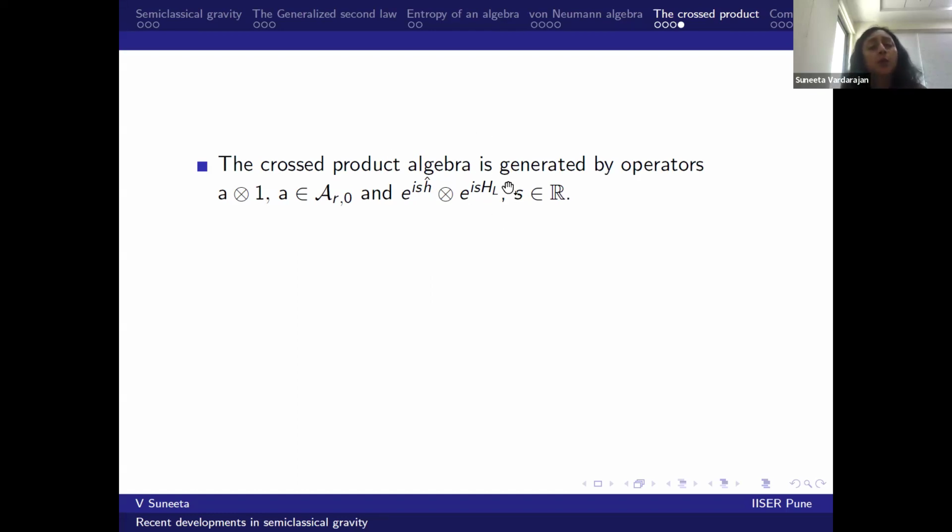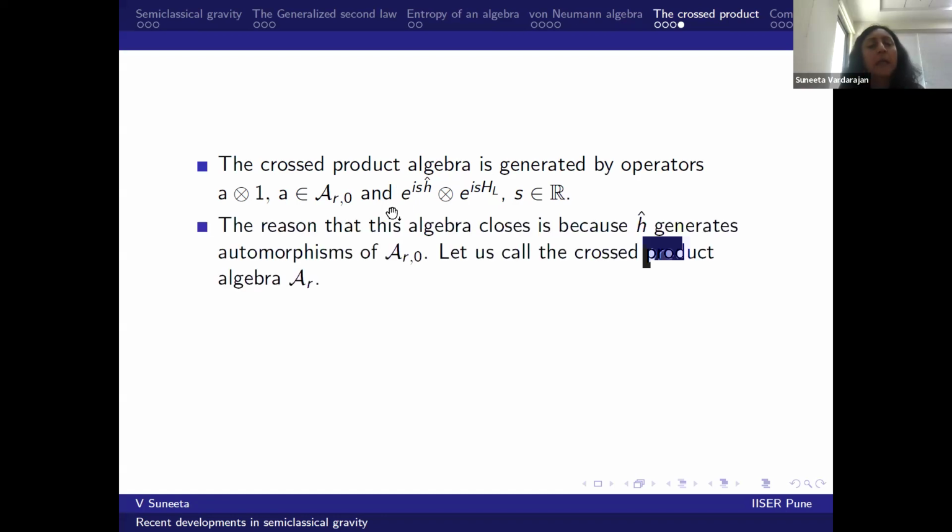Okay. Now, using these two types of operators, by taking products and linear combinations, I generate the entire algebra. Now, you have to prove that when you take products or linear combinations of operators of this type, the result is also in the algebra. And this algebra closes.